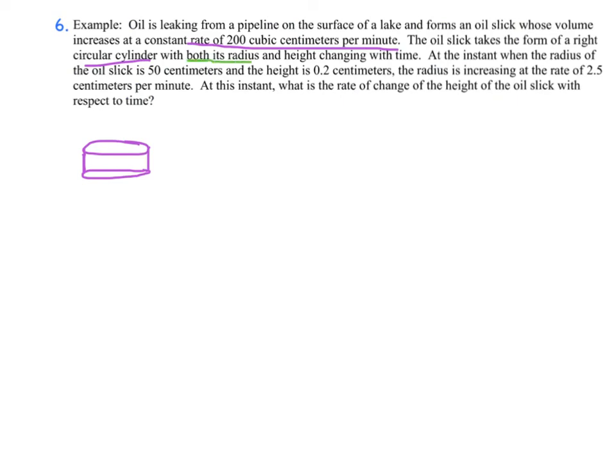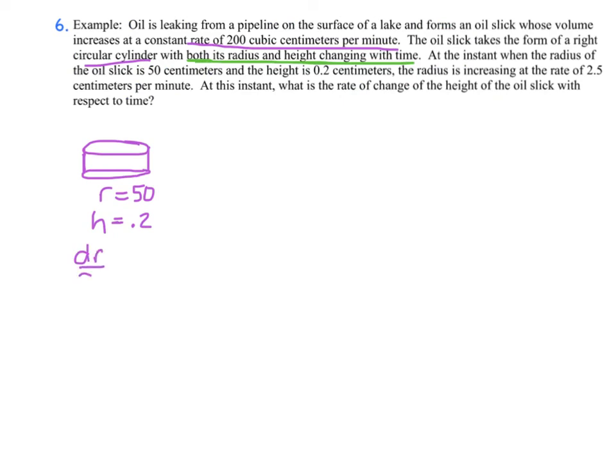It says both its radius and height change with time. So this time, both the radius and the height are changing, not just the height like the last one we did. At the instant when the radius of the oil slick is 50 centimeters and the height is 0.2, so my radius is 50 and my height is 0.2. So clearly we have a very wide, thin cylinder.